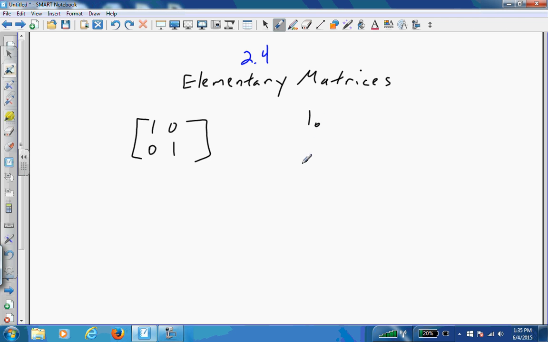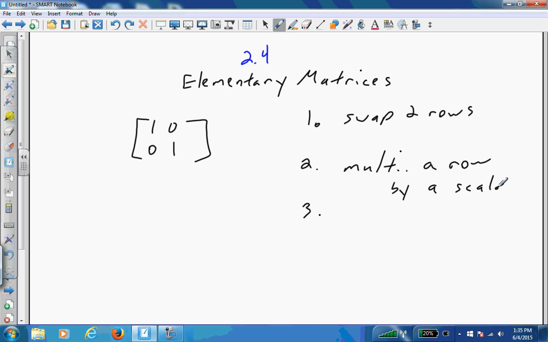So remember, our three allowable row operations were: swap two rows, multiply a row by a constant or a scalar, or add a multiple of a row to another. So an elementary matrix is a matrix that can be obtained by doing one of these things.